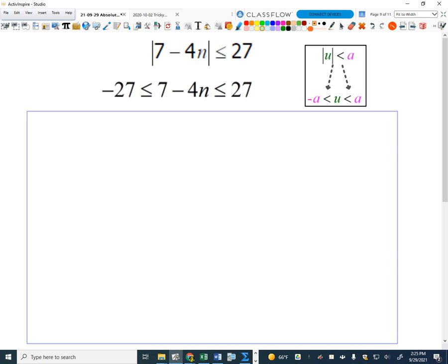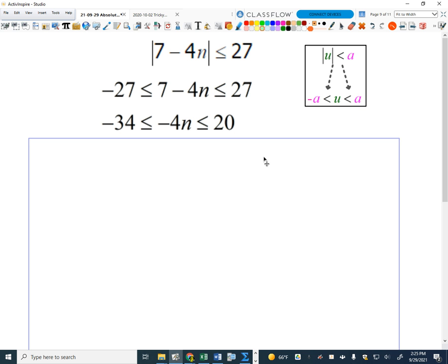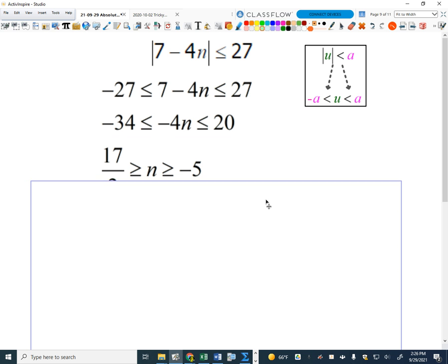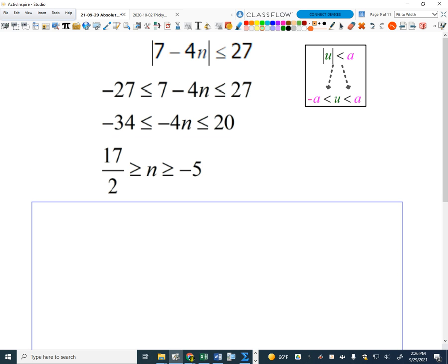Now from there, we're just solving a compound inequality. We've already had a lot of practice with that. What are the steps to solve that compound inequality? What am I going to do first? Subtract 7. Okay, good. Now what? Divide by negative 4. What do I have to do? Flip the inequalities. If I divide by negative 4, negative over negative is positive. 34 over 4 reduces to 17 halves. 20 divided by negative 4 is negative 5. I flip the signs. That's my answer, but that looks goofy.